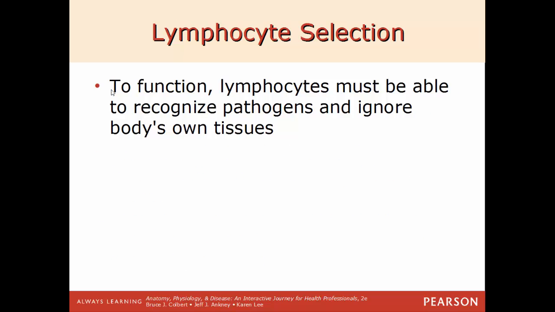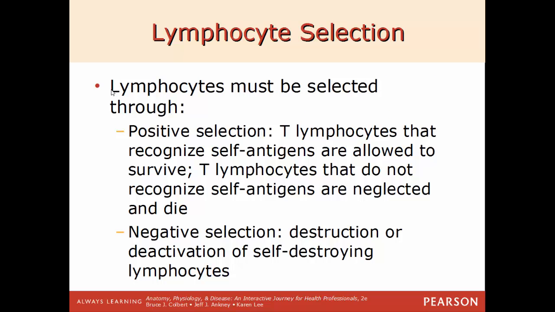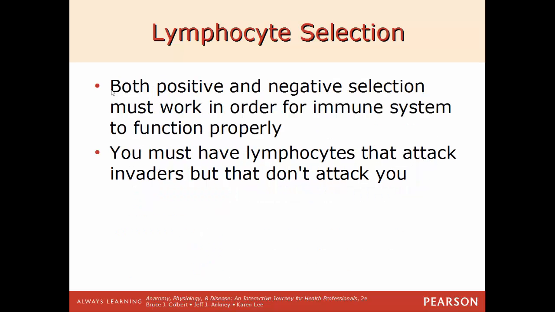In order to function, lymphocytes must be able to recognize pathogens and ignore your normal, healthy, regular tissues. Now, lymphocytes must be selected through one of a few ways. First one, positive selection, is where T lymphocytes that recognize self-antigens are allowed to survive, but T lymphocytes that do not recognize self-antigens are neglected and then eventually will die. You can also have it selected through negative selection, through destruction or deactivation of self-destroying lymphocytes. Now, both positive and negative selections must work in order for the immune system to function properly. So you must have lymphocytes that attack invaders but don't attack you.